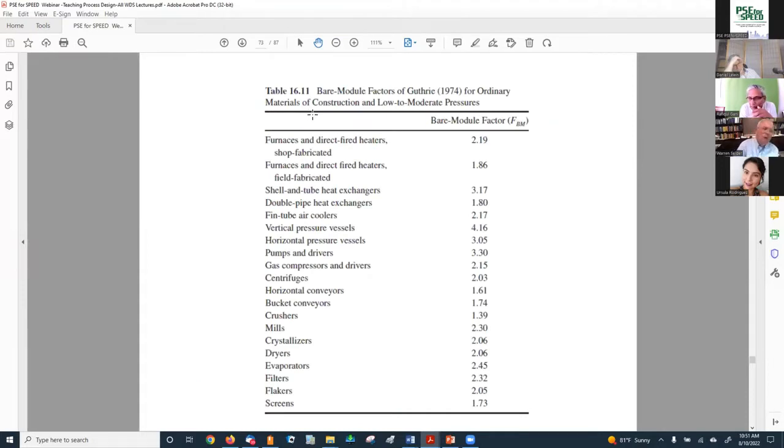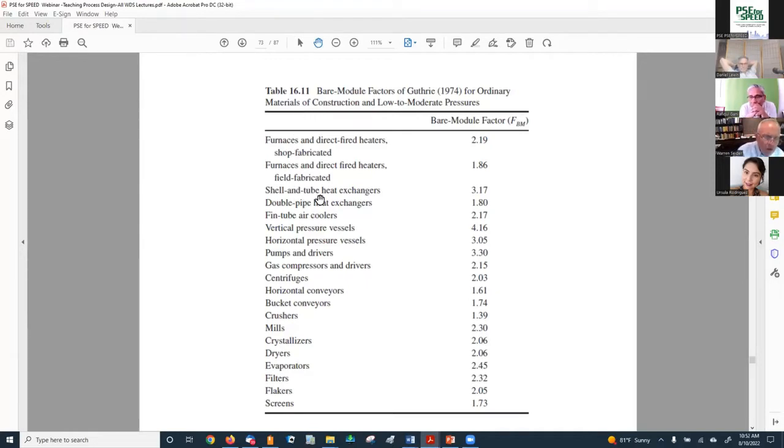Now, in the book, we spend a lot of time talking about what is involved in going from the purchase cost to the installation cost. I won't take the time to do that now. In effect, we come up with a factor called the bare module factor. If you take the purchase cost and multiply by the bare module factor, you have the cost of purchasing the equipment plus the cost of installation. This is so important.